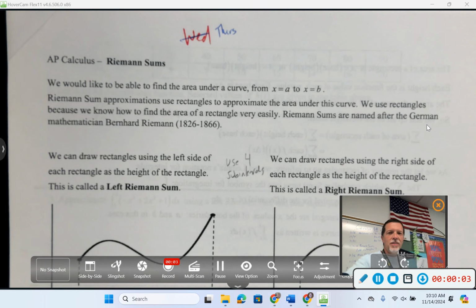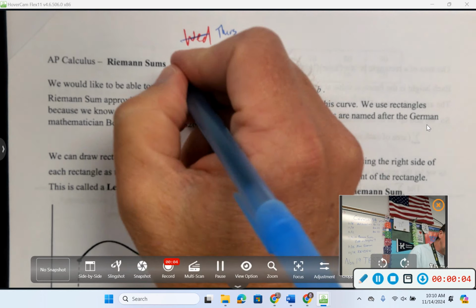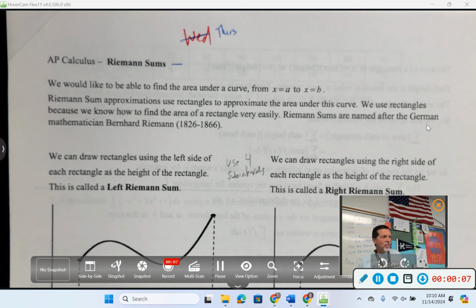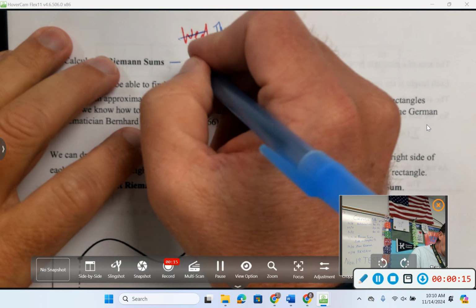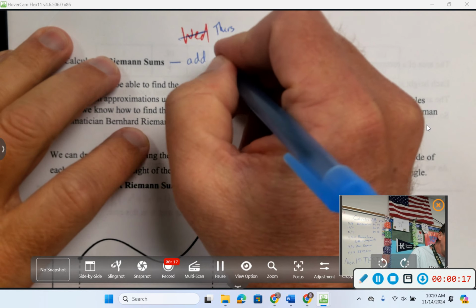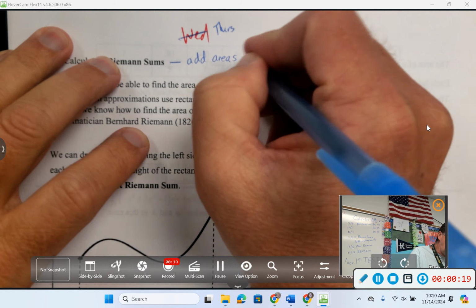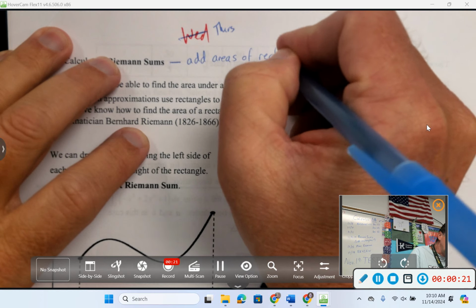Riemann sums. Okay. It sounds fancy. There is some technical stuff that we'll get to later, especially Friday. But all we're going to do today is add areas of rectangles.